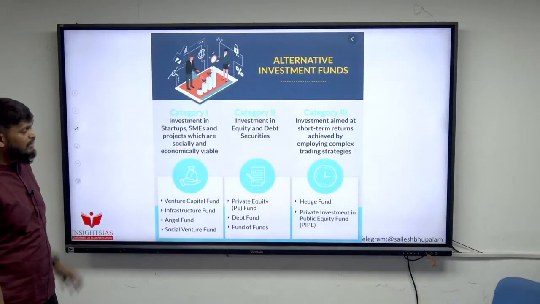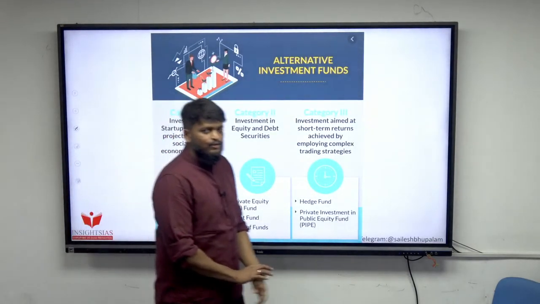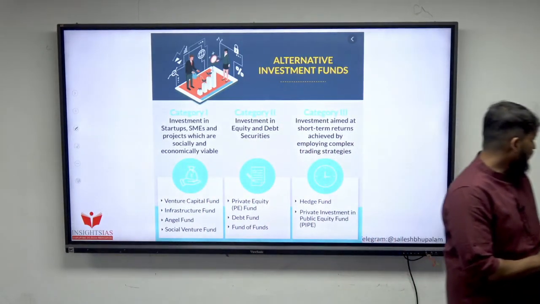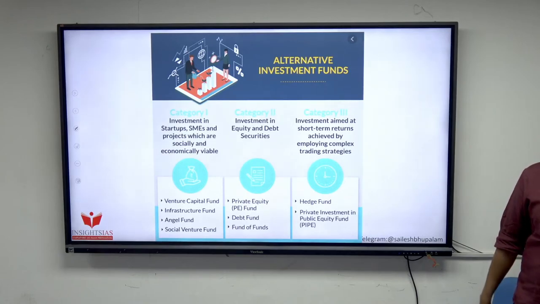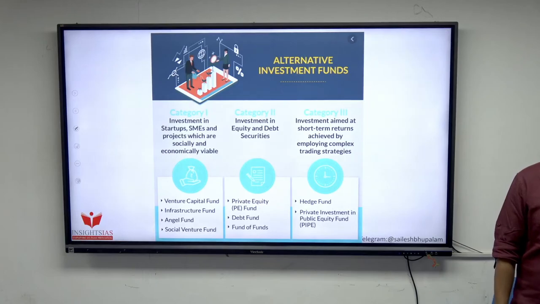So this is AIF. Because the number of AIFs has increased rapidly, what we have done is we have categorized them into three categories of AIFs based on what the externality this AIF creates. Anybody knows what is the meaning of externality?